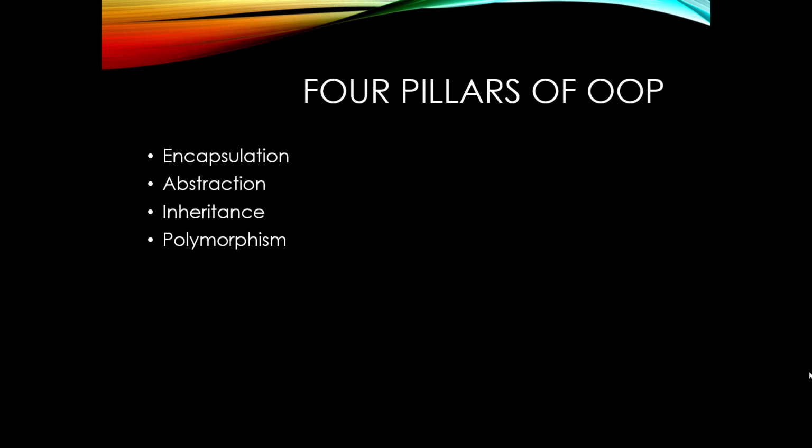Next, abstraction. Abstraction hides the unnecessary details and shows only what's essential. For example, you drive a car using a steering wheel and pedals. You don't need to understand the complex mechanics inside the engine, isn't it? That is abstraction.